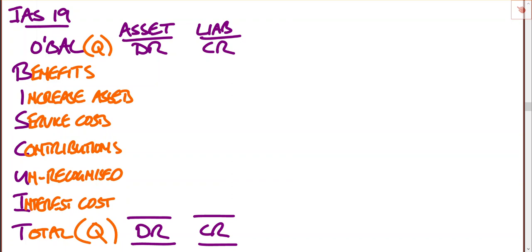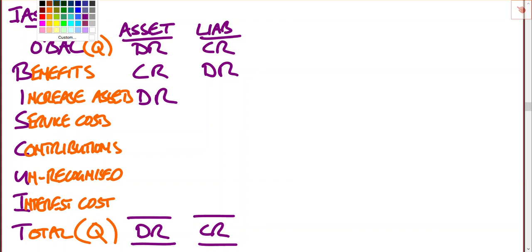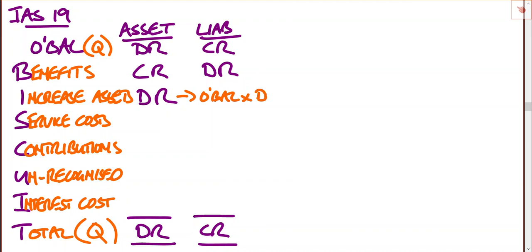So all you need to do is first of all, remember those items and then know where to post them. So the benefits paid out, well, of course, that is going to reduce the assets and it's going to reduce the liabilities. So credit the asset, debit the liability. Increase the assets, well, that's going to increase the assets like it sounds, so debit that. And by the way, to work it out, it's the opening balance on the assets times the discount rate. So you may need to work that one out, but that's fine.